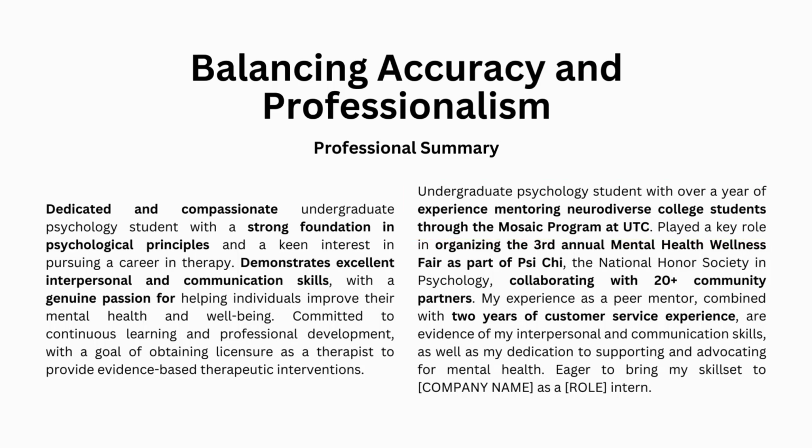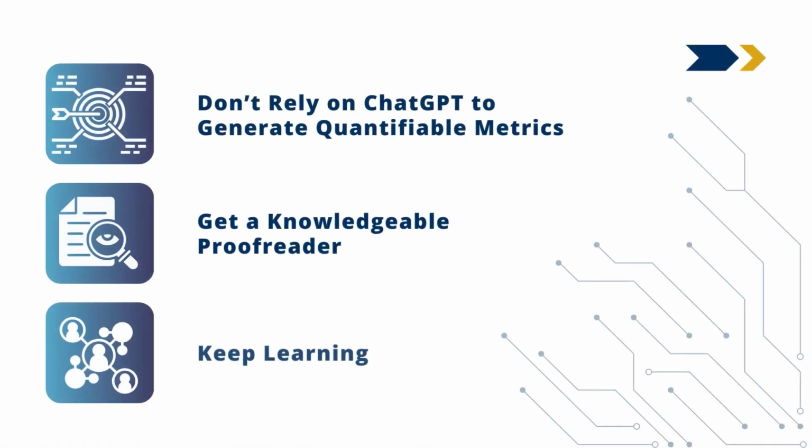So in summary, don't rely on ChatGPT to generate quantifiable metrics. You want to first create and provide the metrics to ensure accuracy. Second, always review and refine AI-generated content, ideally with a proofreader that's knowledgeable about the field you're applying to. And finally, follow informed recruiters on LinkedIn who will give you tips on how to make yourself more marketable.